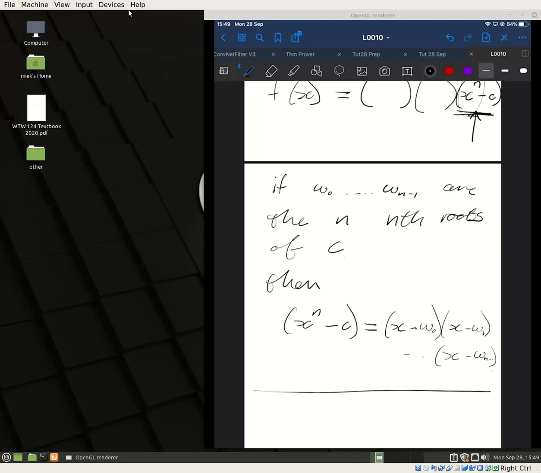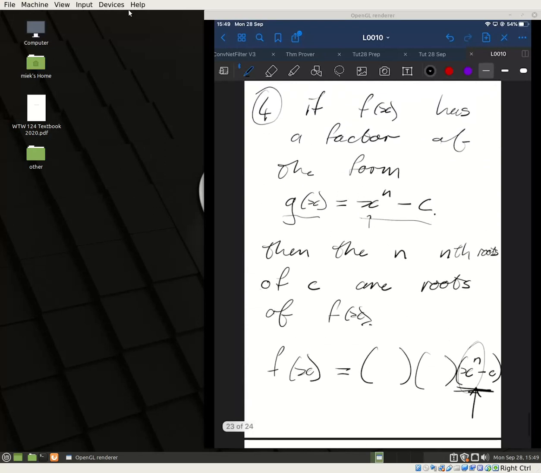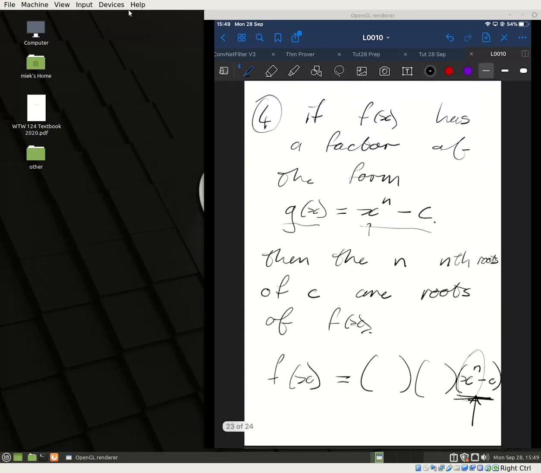Okay, so those are the strategies that we can use to find the roots of polynomials over the complex numbers. And in the next couple of videos we will look at some examples.